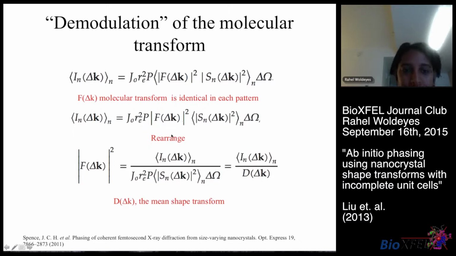But the shape transform is averaged. Just so we can see it here, we can rearrange the function so that we get the molecular transform as a function of the mean shape transform and the intensities that have been recorded. This brings us to another issue, which is how do we get the mean shape transform?